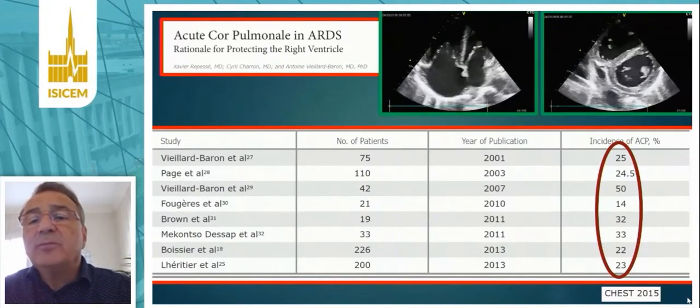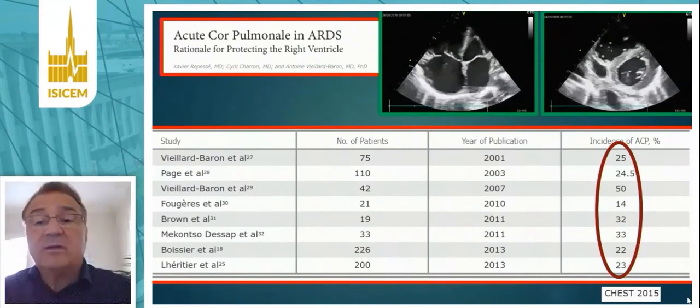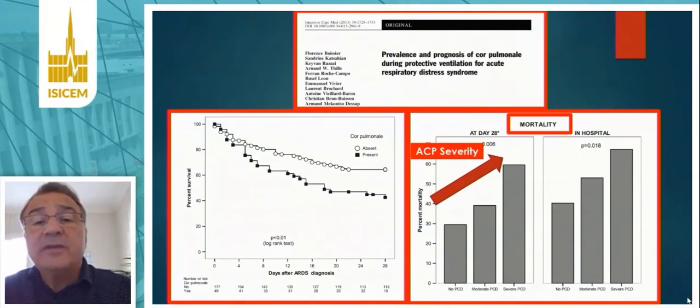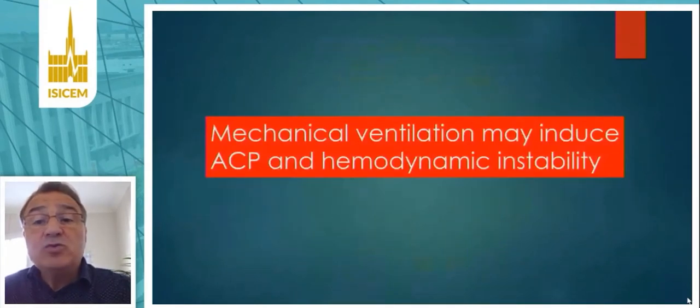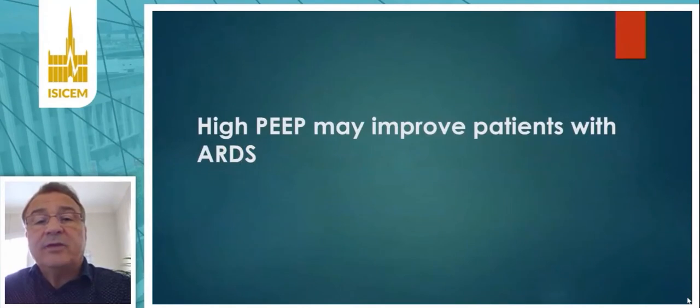And so acute cor pulmonale could be associated with ARDS in up to 50% of cases, as was well demonstrated in this study. But the problem is that acute cor pulmonale is associated with a bad prognosis in patients with ARDS, and the more severe this acute cor pulmonale is, the higher the mortality in patients with ARDS. So mechanical ventilation may induce by itself acute cor pulmonale and then hemodynamic instability. High PEEP may be involved as well in this phenomenon.